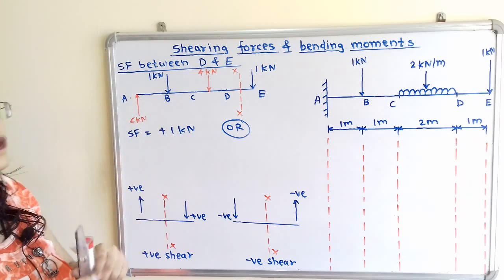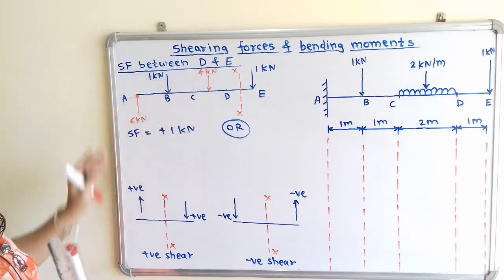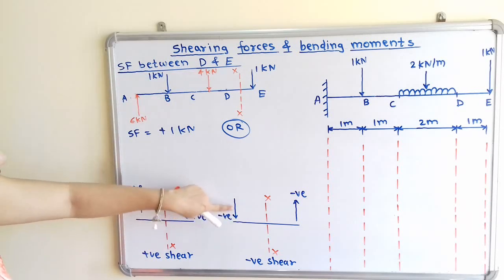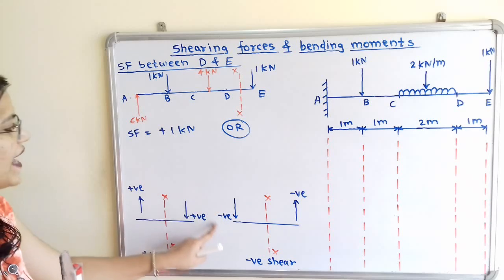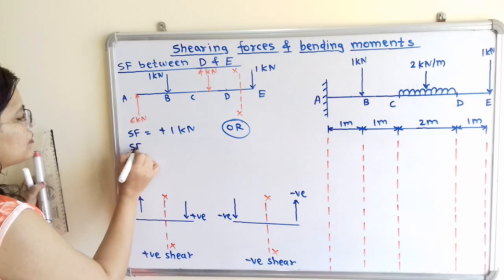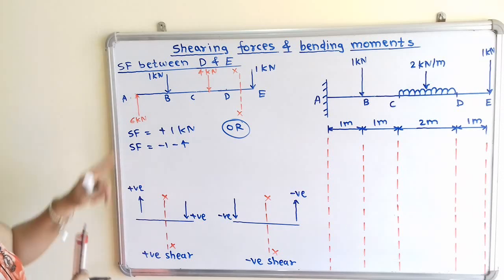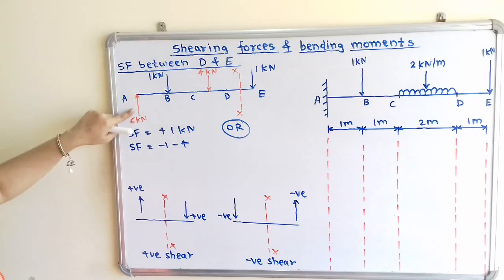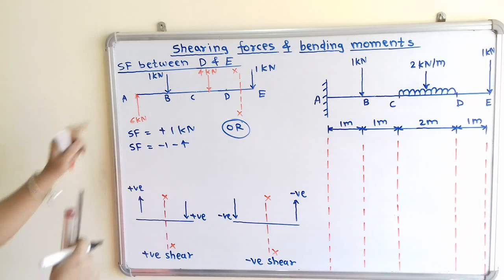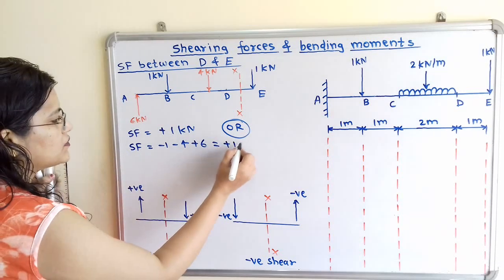So by using the second method we have to take the summation of forces on the left hand side. So for the downward direction on left hand side, so here is the downward direction on left hand side, we have to use the negative sign. So for these two forces I will take the negative sign. So SF is equal to -1 -4. And on left hand side here is the force which is in upward direction. So for upward direction we will use the positive sign. So I will take here +6. So which is equal to 6 minus 5, that is +1 kilonewton.